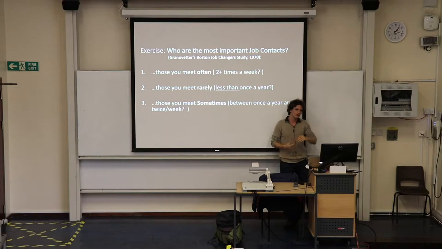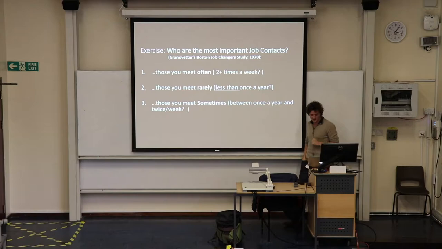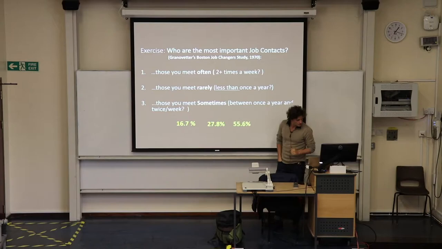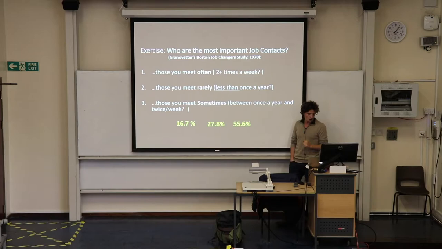So think about this for 5 seconds, and then we'll have a show of hands. Which one of these contact categories is most likely to find you a job? I'll show you the actual percentages of what people actually said, but I won't tell you which one belongs to which. So who thinks that the people most likely to find you a job are those you meet rarely, so less than once a year?